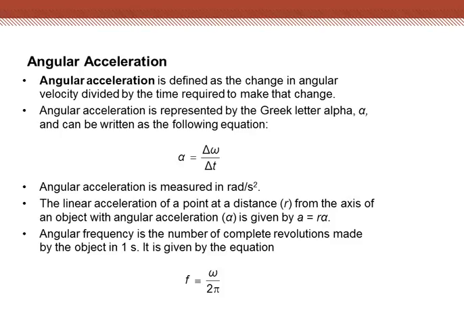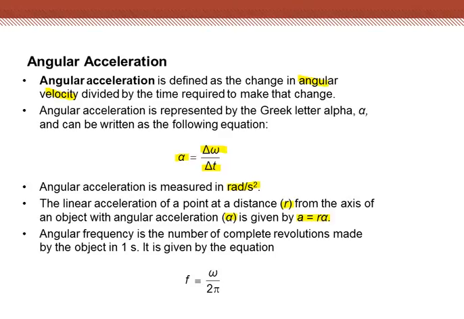Finally here, angular acceleration. We define that as the change in the angular velocity. Just like linear acceleration is the change in the velocity over time, angular acceleration is going to be the same thing. We denote that with the Greek letter alpha, and that is the change in the angular velocity over the change in time, and we measure this in radians per second squared. The linear acceleration at a point at some distance r from the axis of rotation of an object that has an angular acceleration of alpha is given by a equal to r alpha.